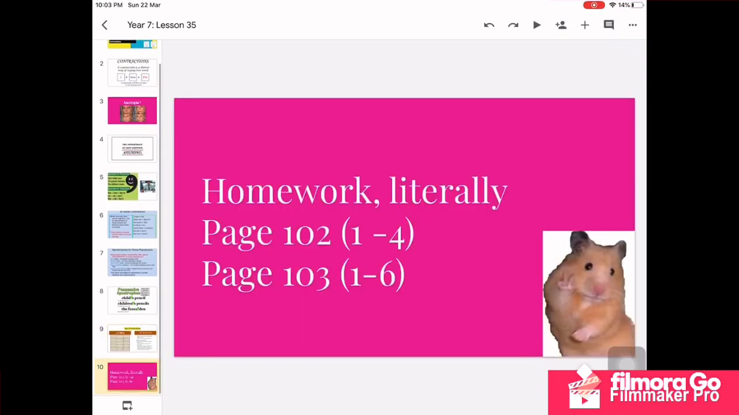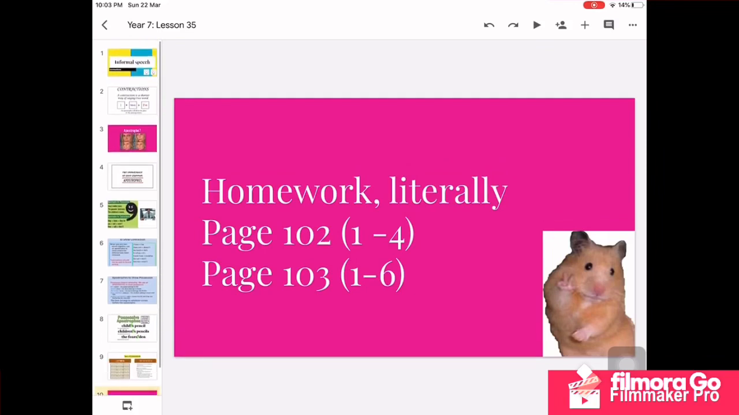So you need to do your own homework. Like literally, it's not even classwork because you're at home right now. So homework it is. Page 102, you need to do all 1 until 4 in your comprehension book. Page 103 from 1 to 6 in your comprehension book as well.